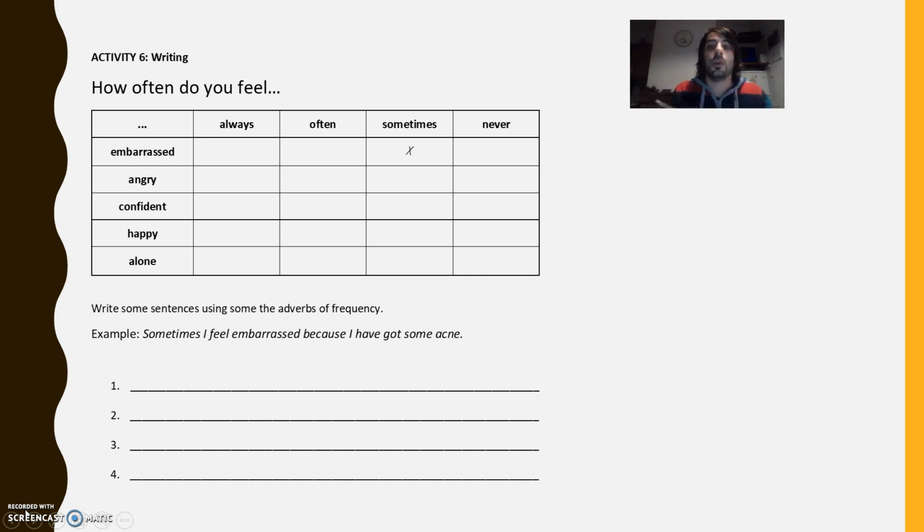Now we are going to do, for example, one writing exercise, and we are working with adverbs of frequency. We put the beginning of the sentence that says, how often do you feel? How often do you feel embarrassed? How often do you feel angry, confident, happy, alone? And they have to put across with the adverbs of frequency.